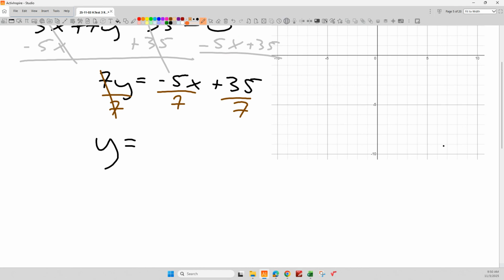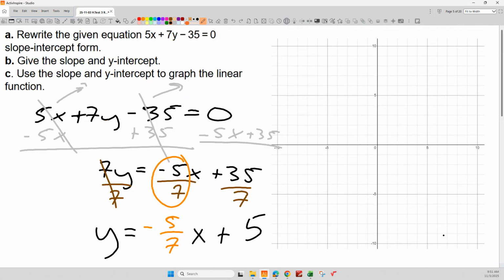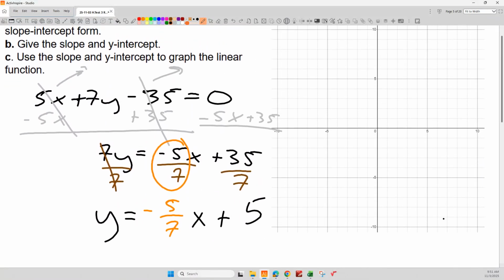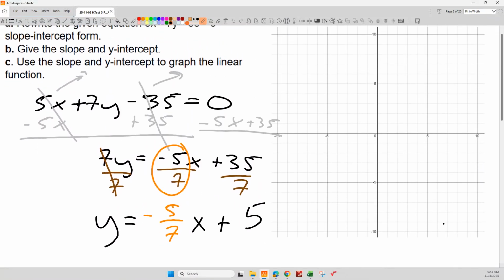Good, because remember what we want to do is just write that as a coefficient times x. Okay, so we end up with negative 5/7 x plus 35 over 7. There you go. So there's our function. Now they want the slope and the y-intercept. All right, so, okay, what's our slope here?